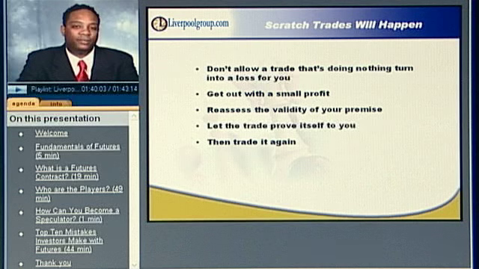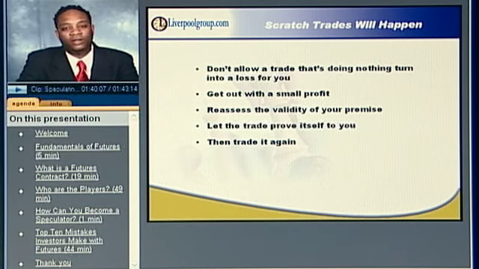Scratch trades will happen. What I mean by scratch trades is that sometimes you'll get into a market that is just not going anywhere. Unlike many other investments, in futures trading you will find a lot of narrow range trading. These are real world goods, so the prices cannot be inflated or decreased excessively without having an actual effect at the grocery store.